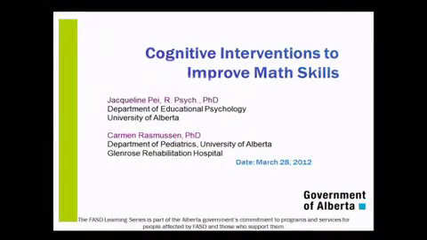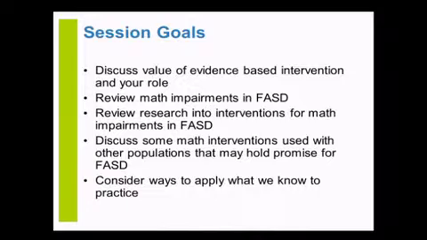Much like the previous sessions, we will first talk about why we look at evidence-based intervention, and set ourselves in a role that casts you, the teachers or service providers, in the role of scientist as well as us. Then we'll talk about math impairments with FASD, research interventions with math and in general, and how we can apply what we know to practice, and that's where we'll talk about some strategies.